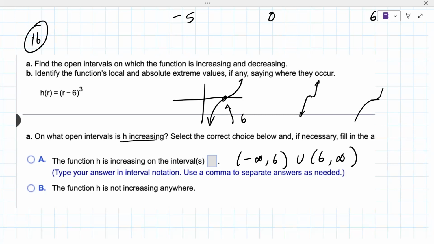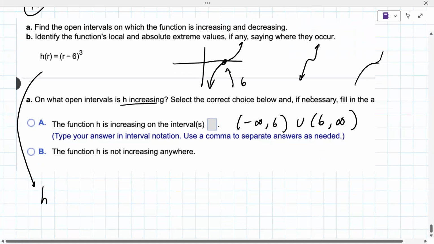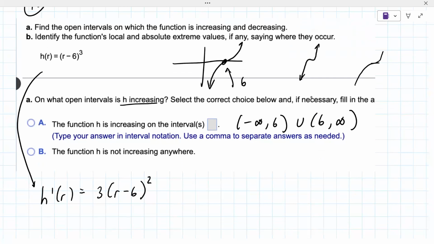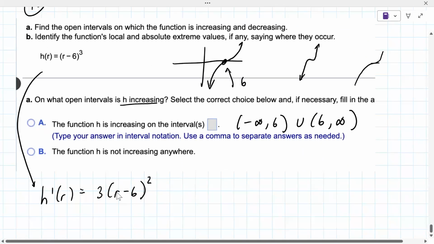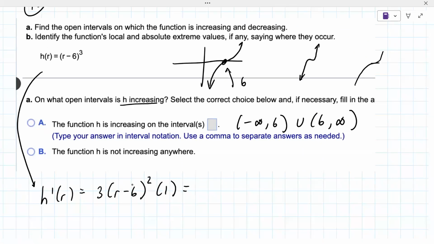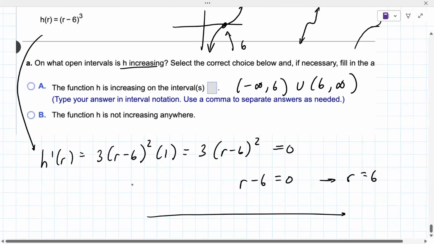Now, if you didn't want to use the graph, you would have to take a derivative, which is fine. You can take a derivative here, no problem. 3 times r minus 6 to the power of 2. The derivative of the inside function is 1. And then that becomes 3 times r minus 6 squared. You'd set that equal to 0, and you'd find that r minus 6 equals 0, or r equals 6. That's the critical point. You could make a sign chart here with the derivative at 6.